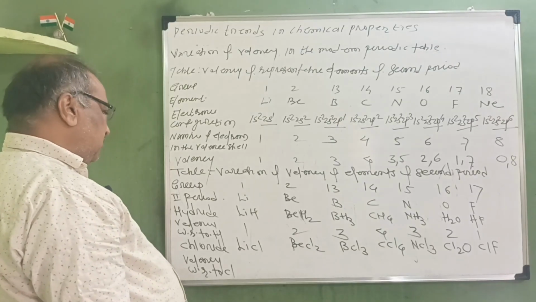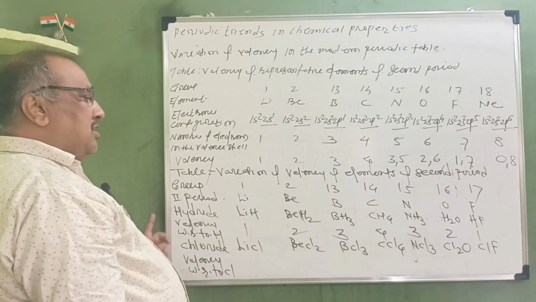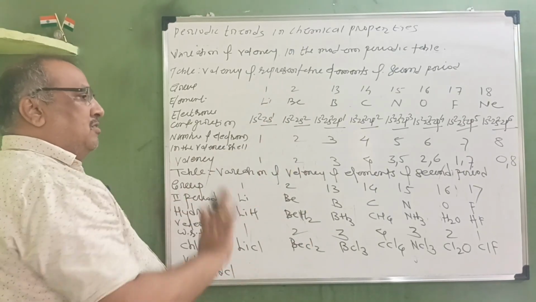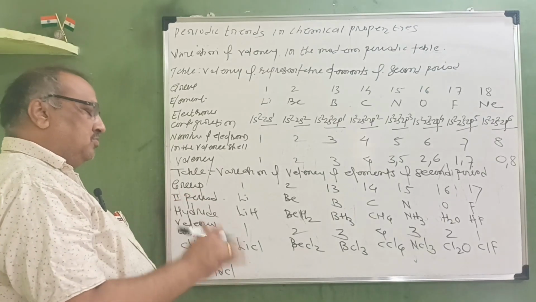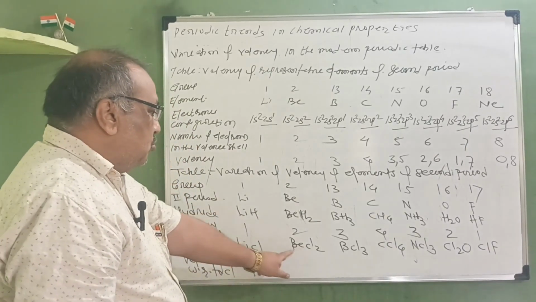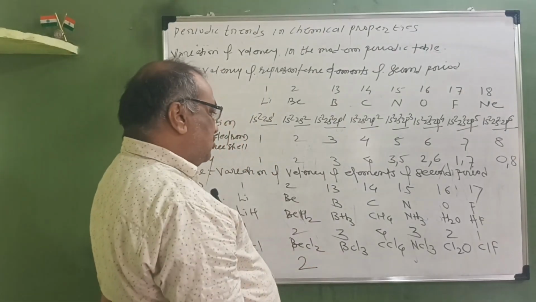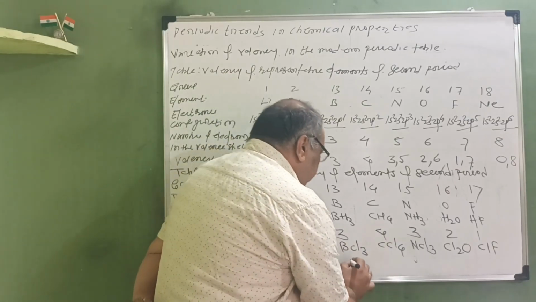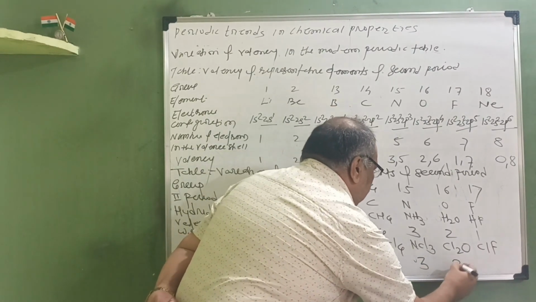Keep in mind here, only one chlorine atom is attached to the lithium, and here chlorine is monovalent, so valency of lithium is equal to the number of chlorine atoms, that means here 1. Here 2 chlorine atoms are attached to the beryllium, hence valency is 2. Here 3 chlorine atoms are attached to the boron, valency of boron is 3. Here 4, 3, 2, 1.